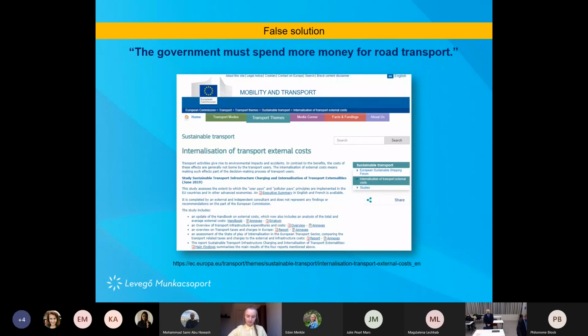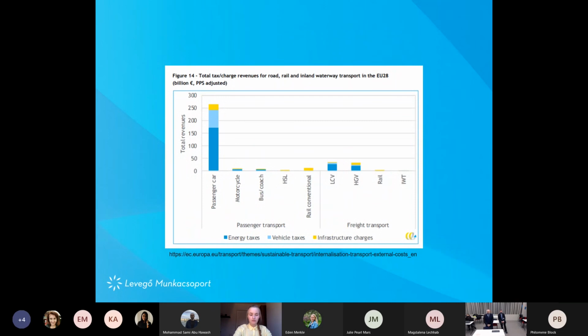First of all, we can hear very often that the government must spend more money on road transport, that car users are overtaxed, we should reduce the taxes on cars and so on. So what I'm showing here is a website of the European Commission, and they published a study about 2 years ago on transport's external costs. So what are these costs?